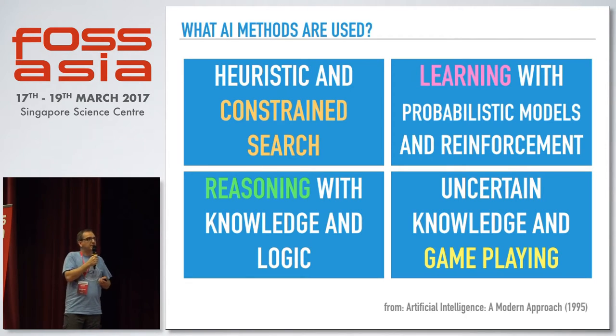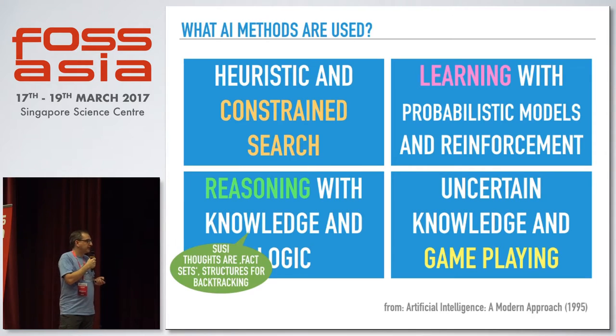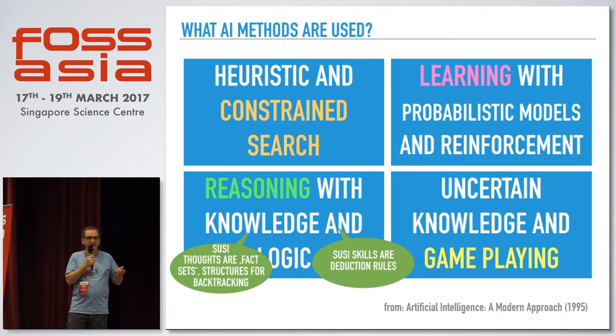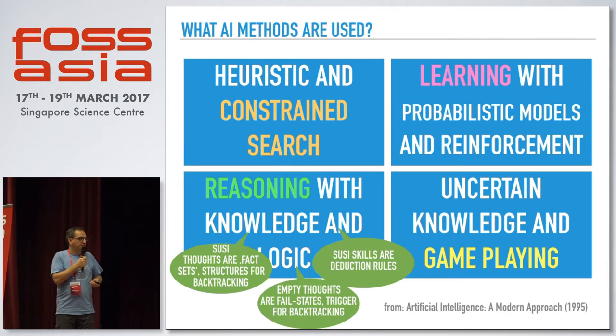what we implemented here. And let's have a look back at the standard methods which are used in artificial intelligence algorithms. Reasoning. We implemented SUSI thoughts, which are sets of facts. These are structures which are required for backtracking. So you have different options where you can choose from. SUSI skills are deduction rules, and they are implemented as such. And empty thoughts are failed states which trigger backtracking. This is a standard method in first order logic.